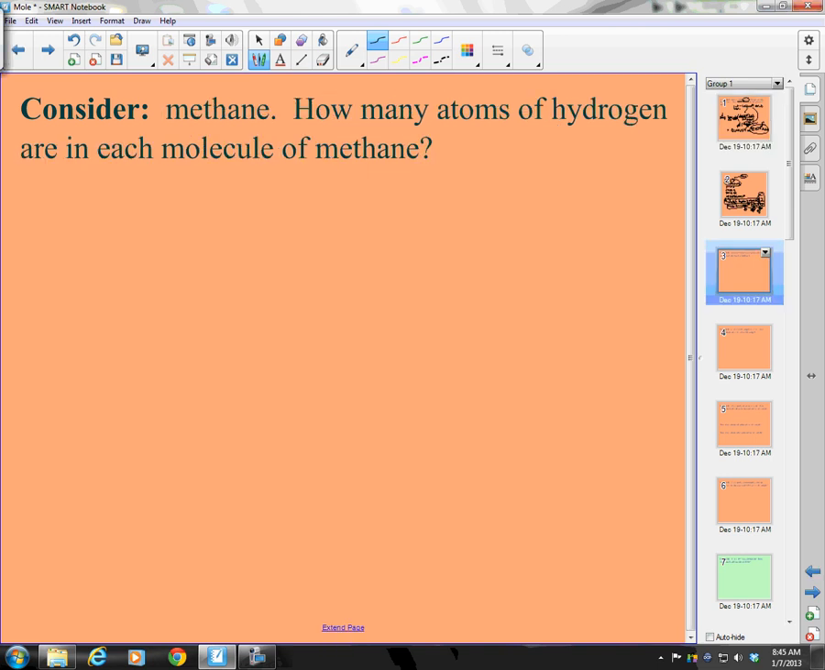All right, moving on. Here we go. Consider methane. How many atoms of hydrogen are in each molecule of methane? Why is this question here? Where's moles? I don't see any moles in here. Well, you're right, but this is setting up another question coming later. So how do we work through this? Well, let's look at methane.